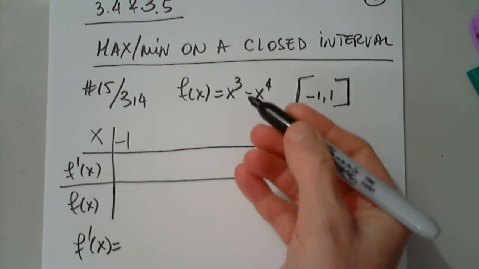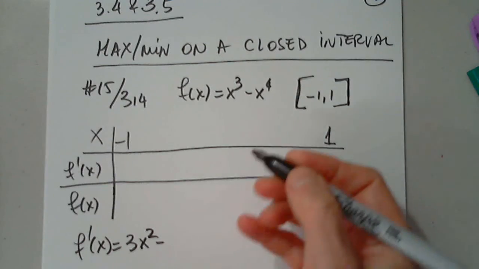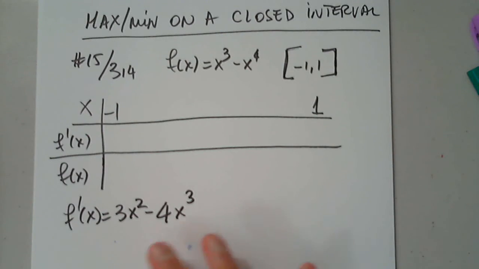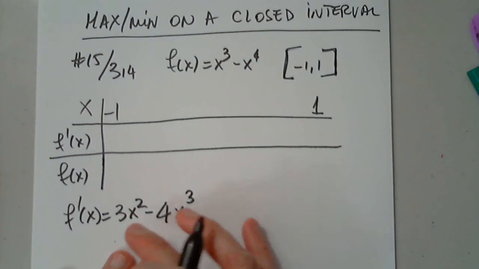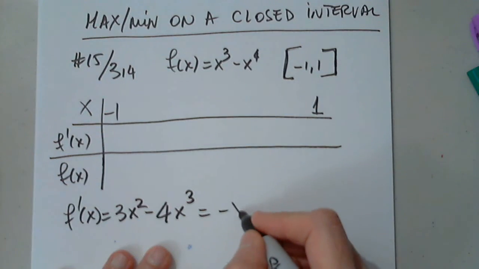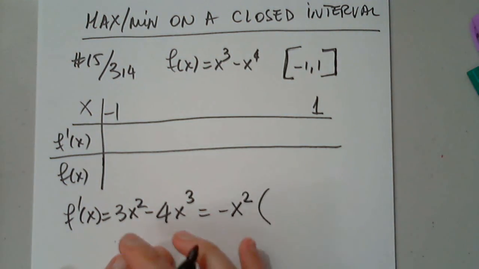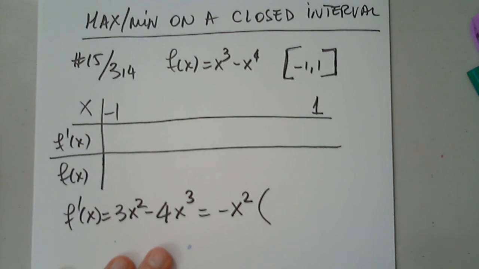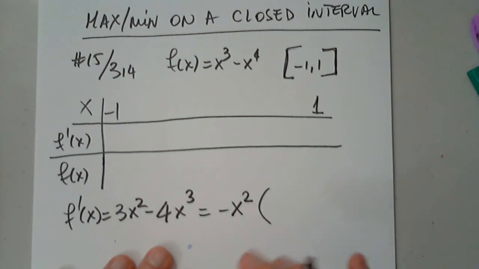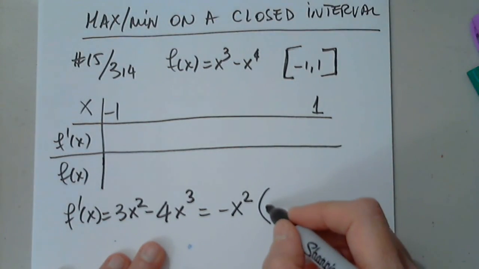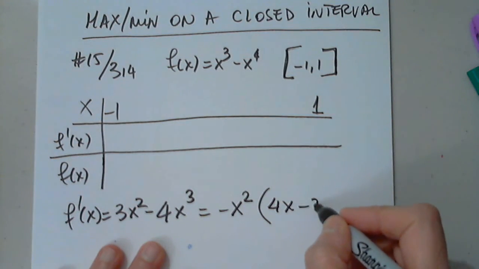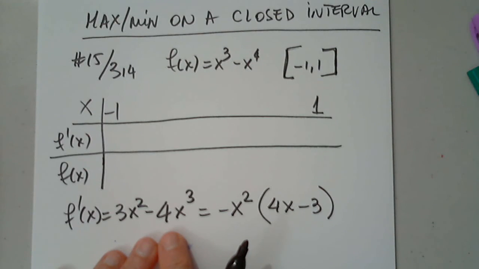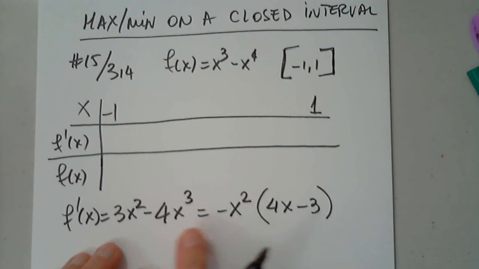Find f prime as 3 x squared minus 4 x to the third. Although it looks complicated, it's really not, because I can factor out a negative x squared, arrange it in the correct order, descending order. You know me, I don't like polynomials that are not presented in the descending order. So I factor negative x squared. I have 4x and then minus 3. Let's check. Negative x squared times 4x, here it is. Negative x squared times negative 3, here it is.